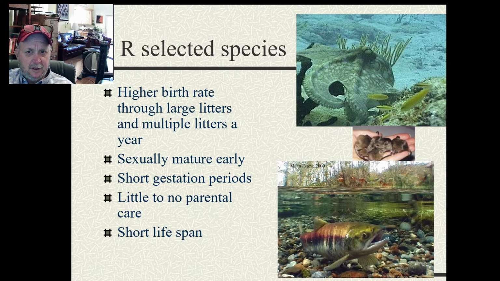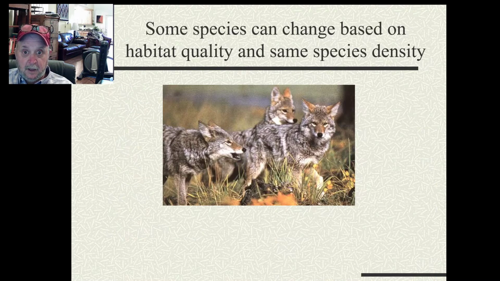Now, how many of those need to survive for that population to remain stable? 2. Only 2. So their strategy is, even though they don't provide any parental care, because the sockeye salmon and the octopus die shortly after breeding, I'm going to produce so many young, at least 2 to survive, and the population will remain stable. The opposite: some species change based on habitat quality and the species density.